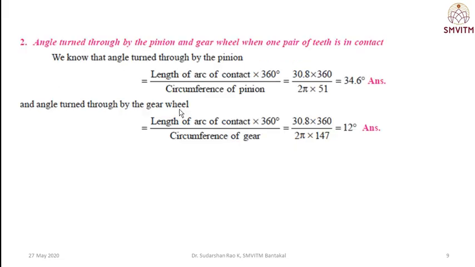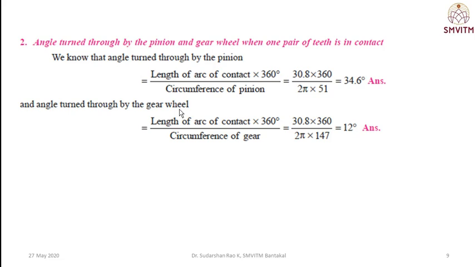Next, the second point to calculate is the angle turned through by the pinion and the gear wheel, when one pair of teeth is in contact. You have to calculate the angle turned by the gear and the pinion separately.